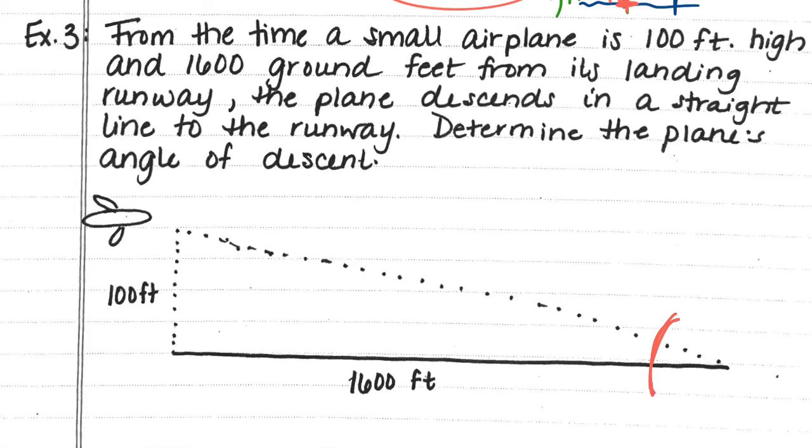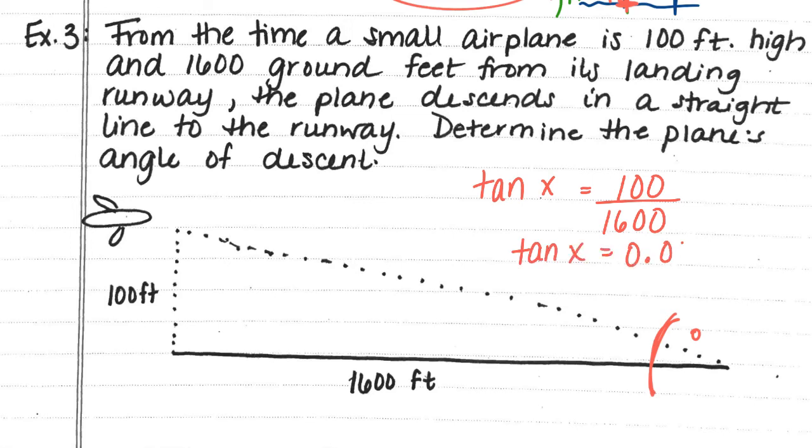And remember, my calculator currently is in degrees. So it looks like I could use tan. The tan of x is equal to opposite over adjacent. So how do I put this in my calculator? This is where it gets a little confusing because a lot of you don't know how to do it. The first thing I would do is find out what 100 divided by 1600 is, and I get 0.0625. So the tan of x is equal to 0.0625.